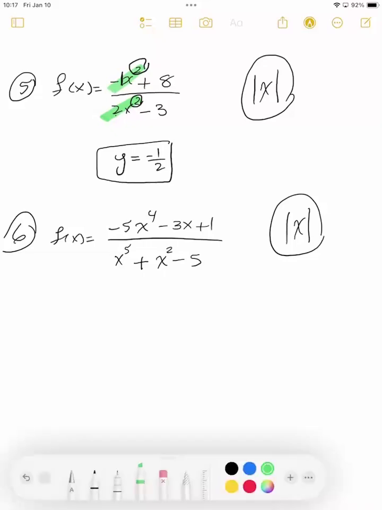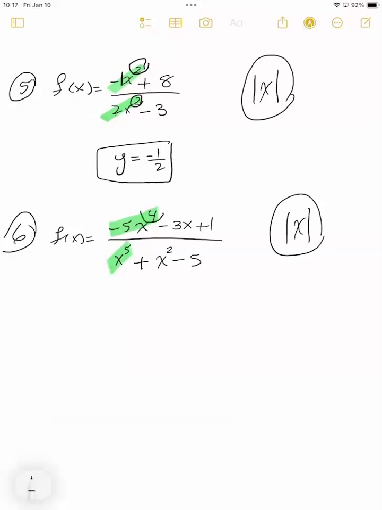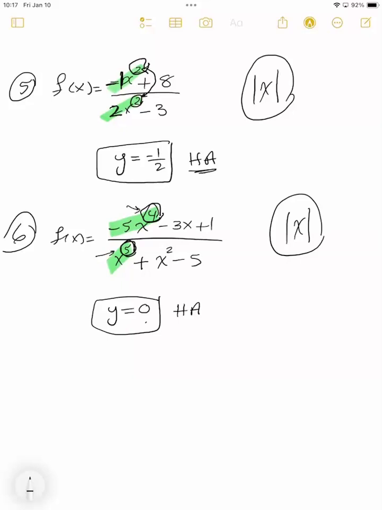You look at the leading term. The leading term is the term with the highest exponent: on the top, negative 5x to the power 4, and x to the power 5 on the bottom. Since 4 is smaller than 5, y is equal to 0. That is your horizontal asymptote. So remember from the lecture, if these two degrees are the same, the horizontal asymptote is the ratio of the coefficients. And if the top degree is smaller than the bottom degree, you get 0.